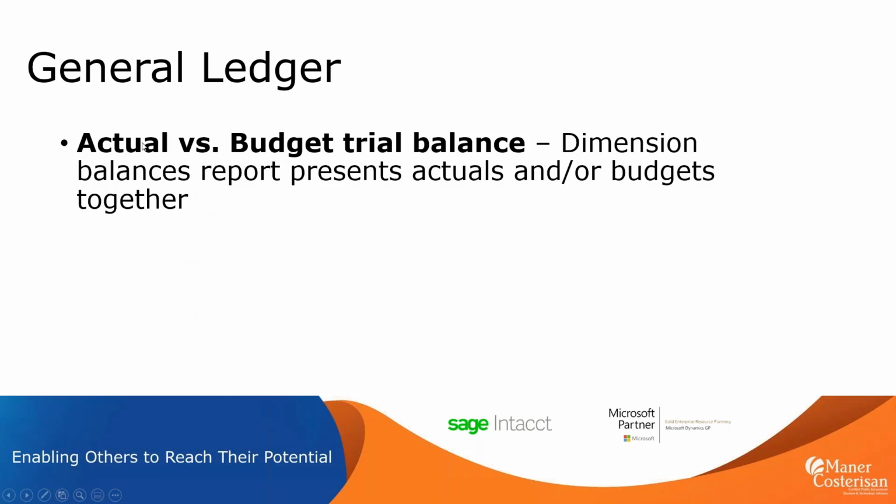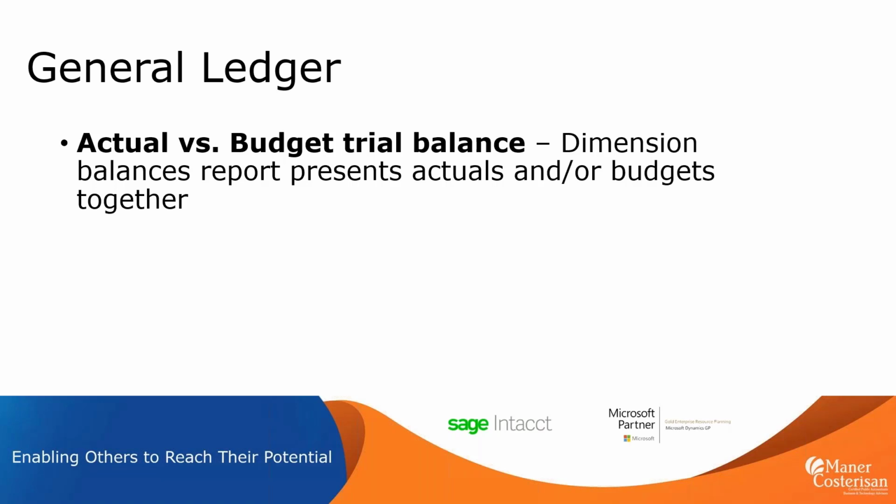As I mentioned before, there is an actual versus budget trial balance, and it's under the dimension balances report inside of General Ledger. Just as a refresher or a heads up for those of you who have not used the dimension balances report yet, it is a report that takes your main account segment and allows you to weave in your balances split out also by department, location, company, function, vendor, customer, item, all the different dimensions in the system.